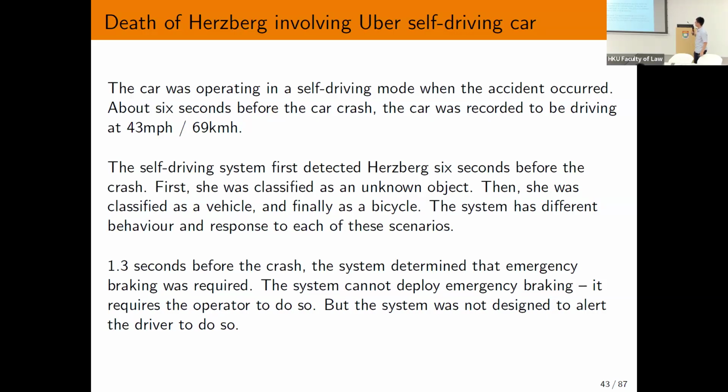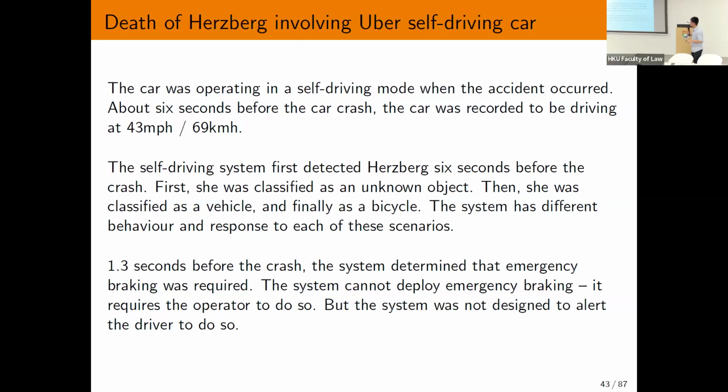Why this matters is that the system has different behavior and responses to each of these scenarios. If you think that you are looking at a vehicle, you're not surprised, because you expect a car to be at these junctions, and you expect cars to stop because the other car that's coming on has the right of way. Because of that, you probably wouldn't slow down very much, so there are different responses.